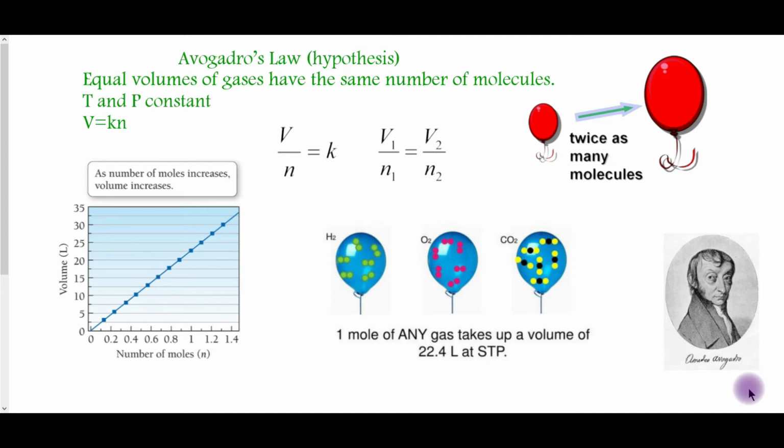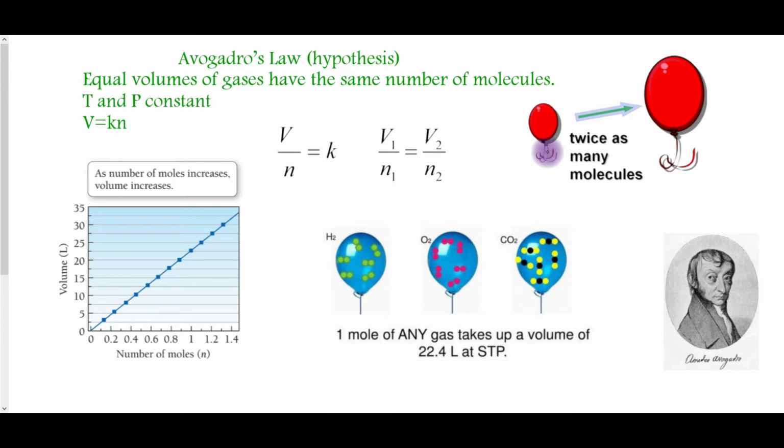Welcome to Chapter 11, Ideal Gas Law. One gas law we haven't talked about is the relationship between the number of moles or molecules and volume. This is keeping the temperature and the pressure constant. If we increase the number of molecules, we increase the volume.